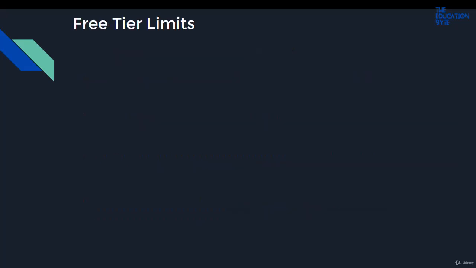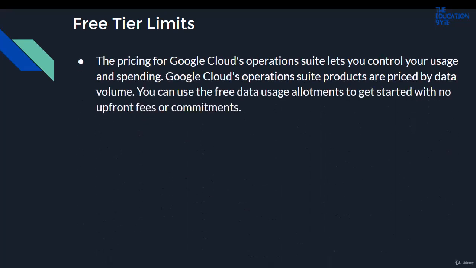So let's take a look at the free tier limits. The pricing for Google Cloud's Operations Suite lets you control your usage and spending. Google Cloud's Operations Suite products are priced by data volume. You can use the free data usage allotments to get started with no upfront fees or commitment.